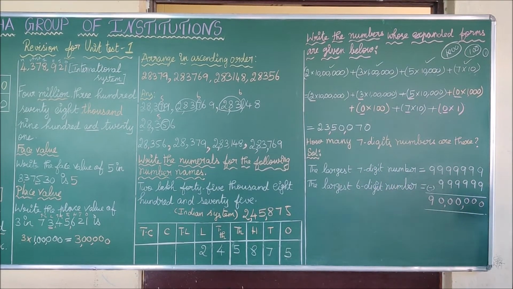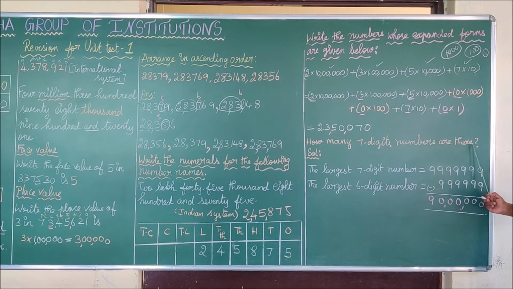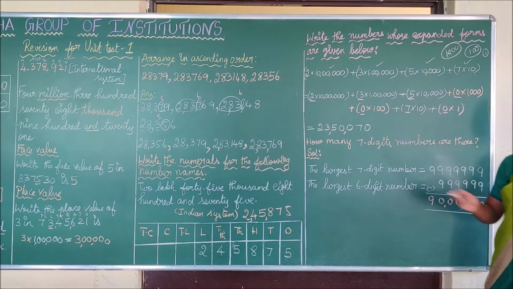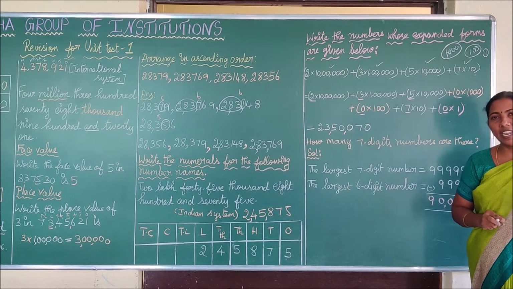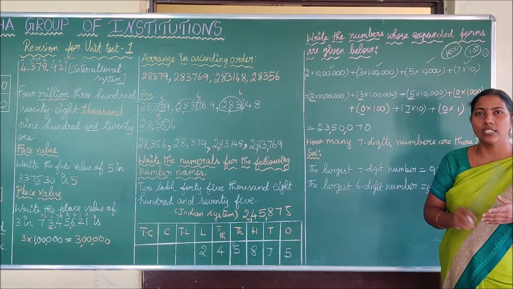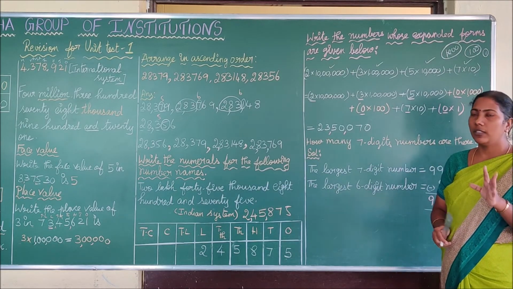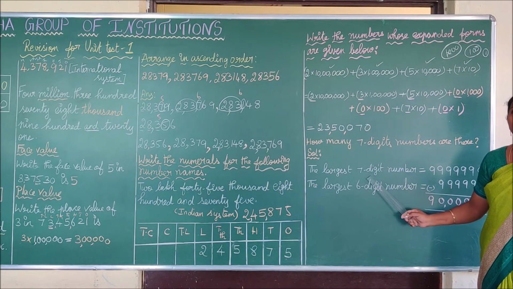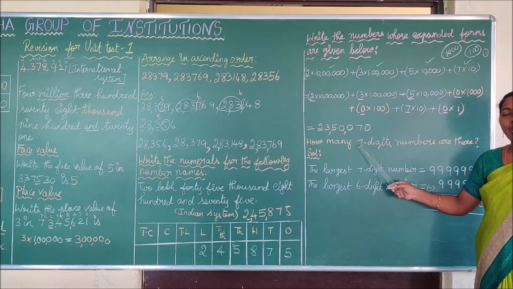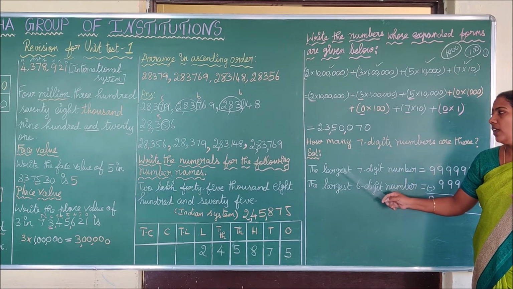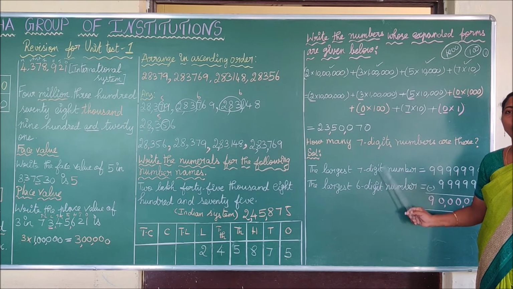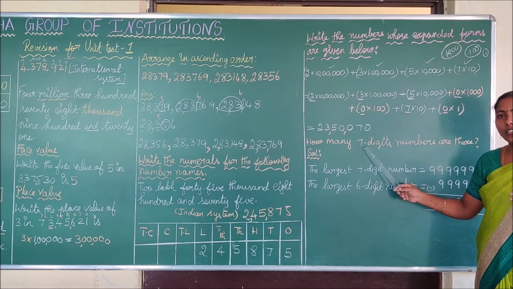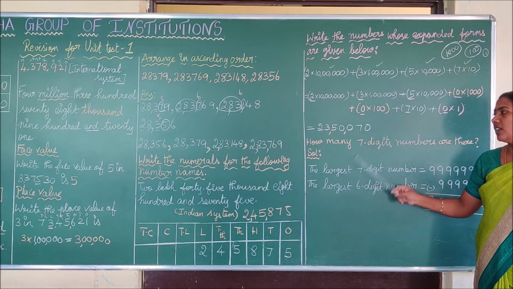Next we are going to see how many 7 digit numbers there are. If you have questions like this, how many 7 digit, how many 8 digit, how many 9 digit, how many 6 digit, you have to remember that the first step is to write the largest 7 digit number. Suppose in the question they are asking 8 digit, the first step is to write the largest 8 digit number. If they are asking how many 6 digit, the first step is to write the largest 6 digit.